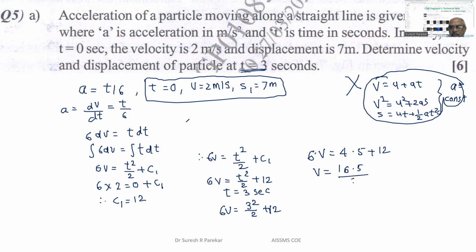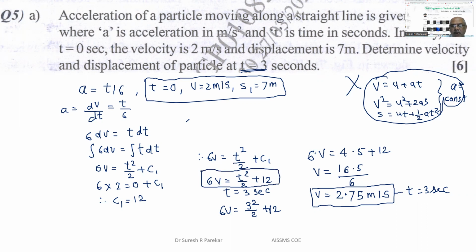16.5 upon 6, which comes to 2.75 meter per second. So at T is equal to 3 seconds, velocity is 2.75 meter per second. So write in the examination in this fashion, so the examiner need not check your answer where you have this answer. Now I have to find displacement. So I have to use the equation of V.